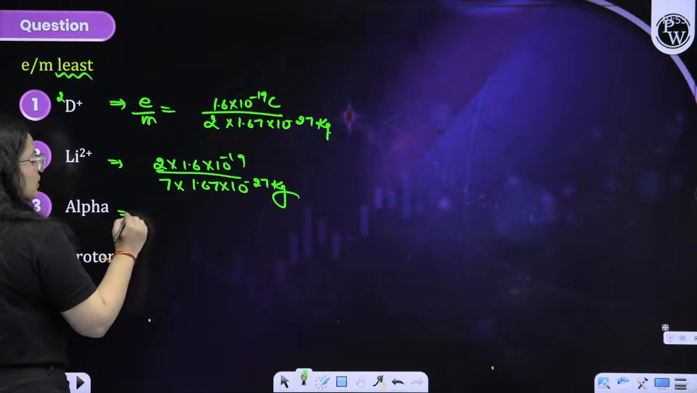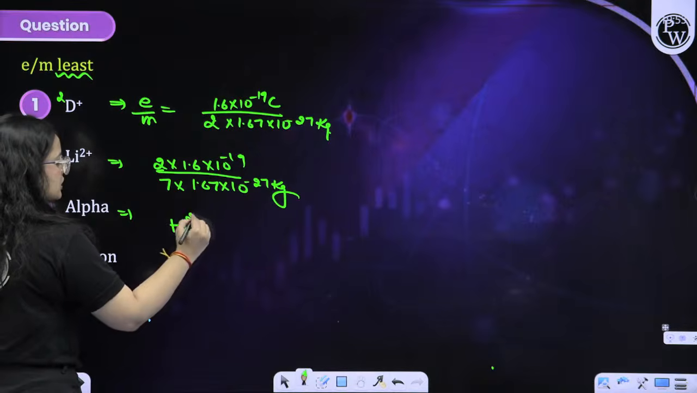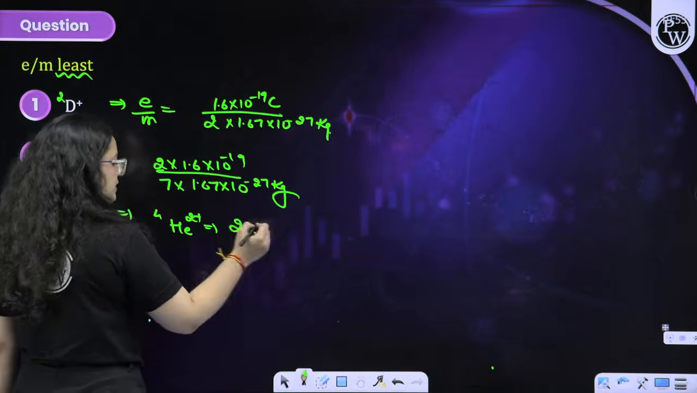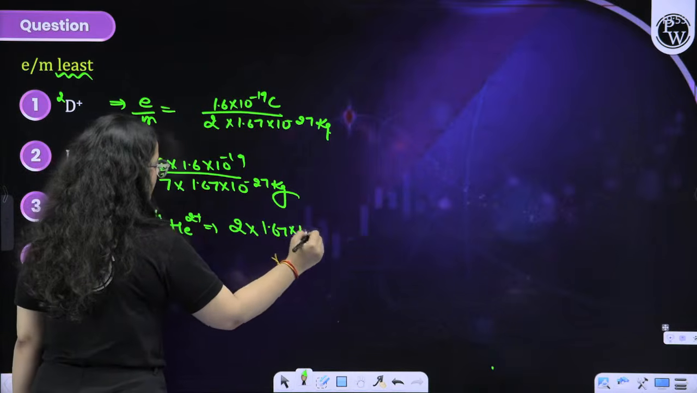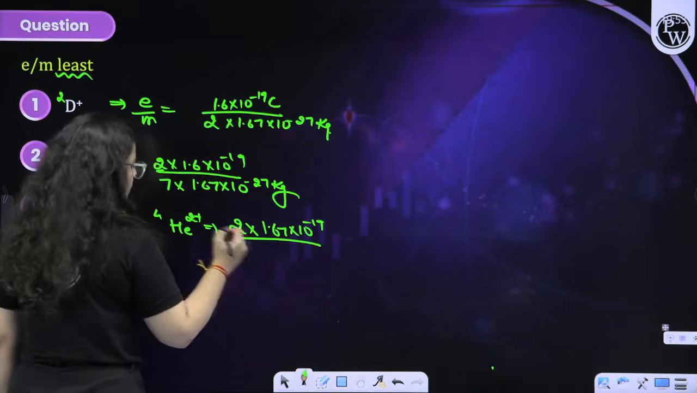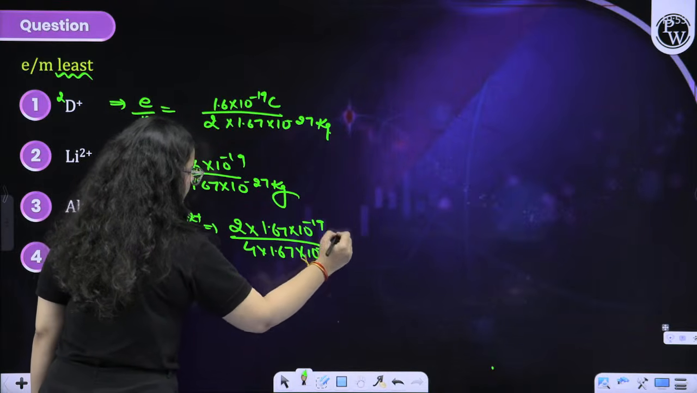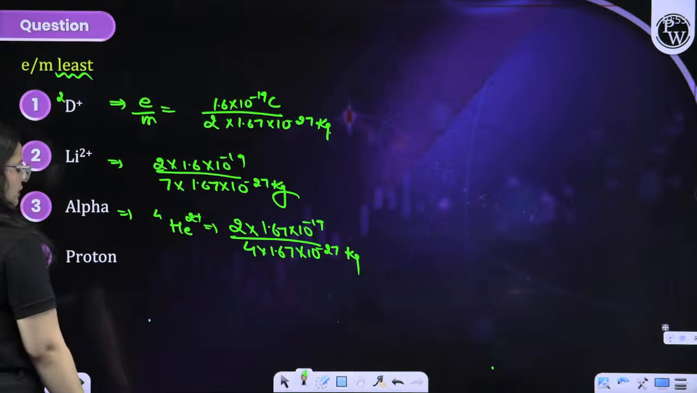Alpha particle is what? Right now I told you about the helium 2 positive nuclei, so we just have to put in the values. Charge is twice, that is 2 × 1.6 × 10 raised to minus 19. And what is the mass of it? 4u, that is 4 × 1.67 × 10 raised to minus 27 kg. So this is the e by m value of the alpha particle.